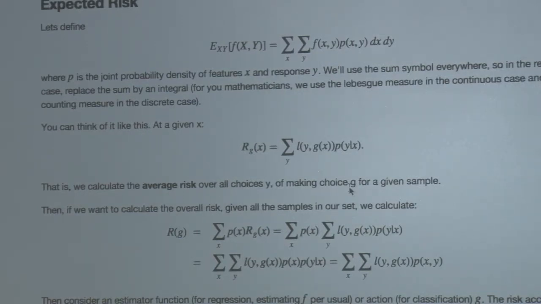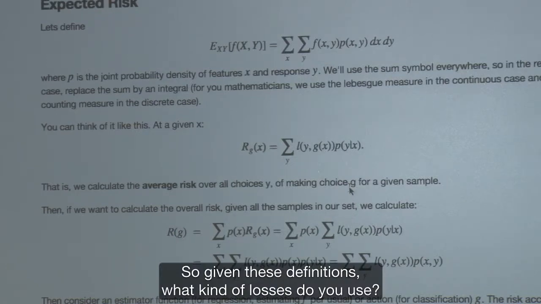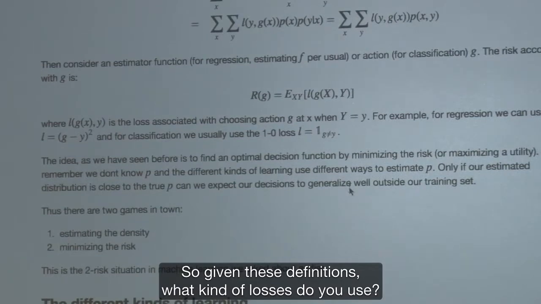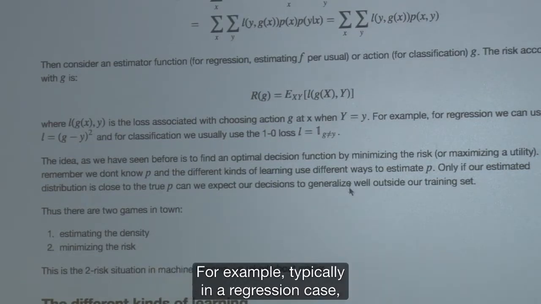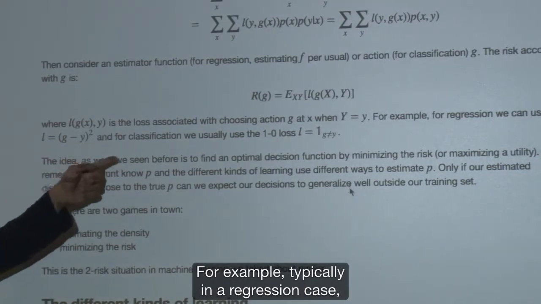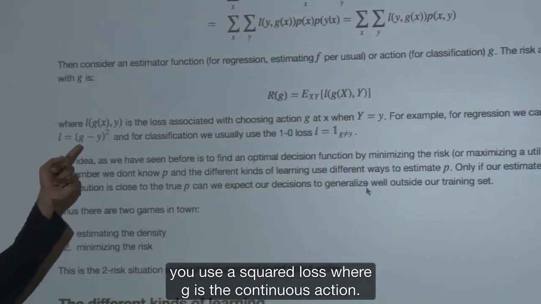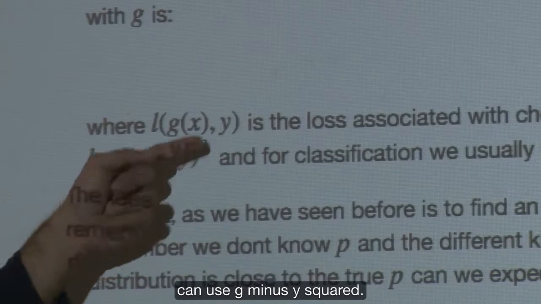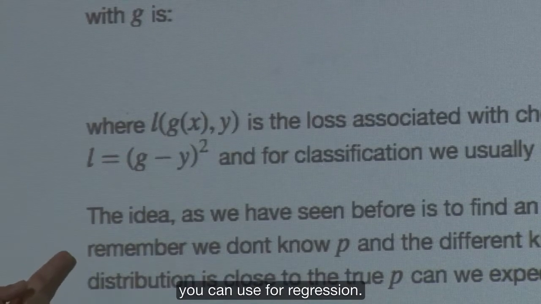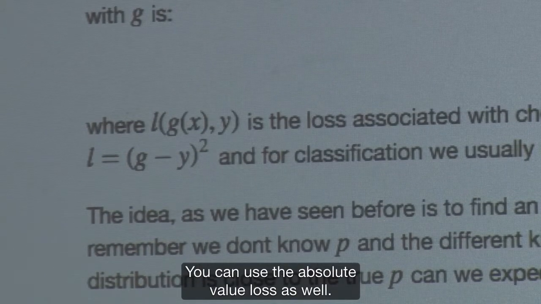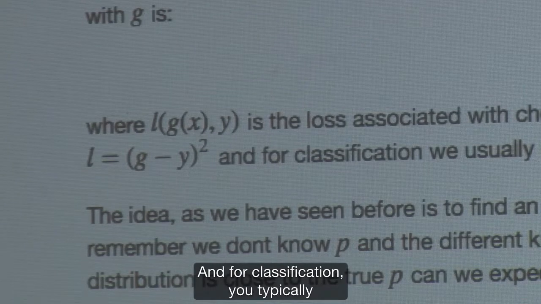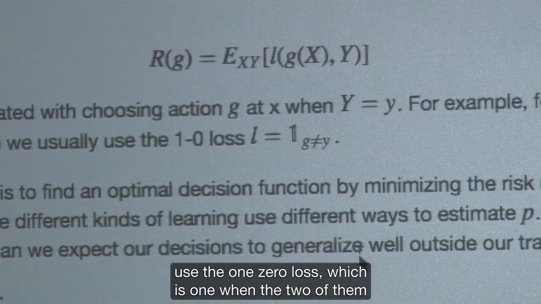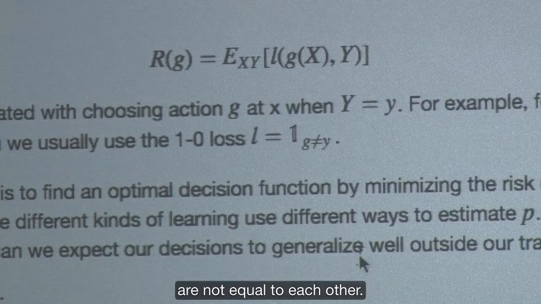Okay. So given these definitions, what kind of losses do you use? For example, typically in a regression case, you use a squared loss, where G is the continuous action. It's basically choosing a point y, and you can use G minus y squared. By the way, this is not the only loss you can use for regression. You can use the absolute value loss as well. And for classification, you typically use the 1-0 loss, which is 1 when the two of them are not equal to each other.